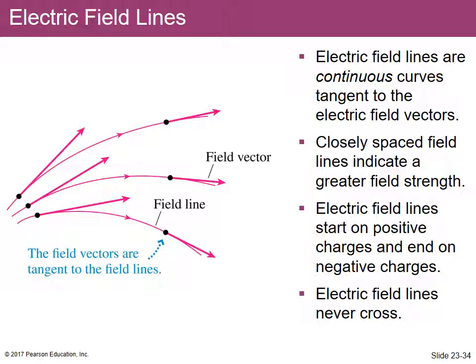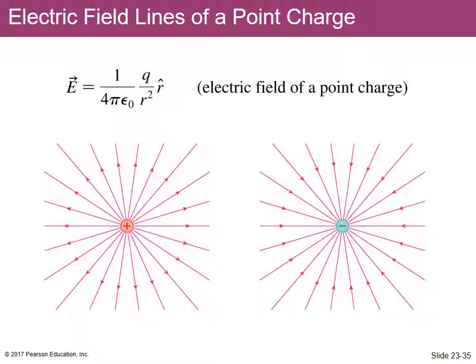Electric field lines are continuous curves tangent to the electric field vectors. Closely spaced field lines indicate a greater field strength. Electric field lines start on positive charges and end on negative charges. Electric field lines never cross. The figure shows the electric field lines of a positive point charge and a negative point charge. They are radially directed towards or away from the source charge.